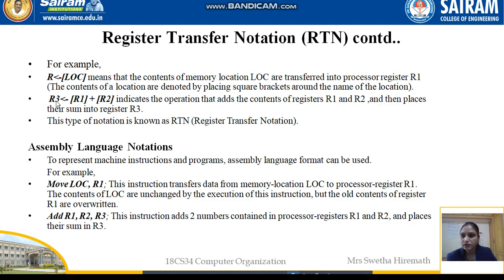The other example we can see here: R3 equals R1 plus R2, which indicates that the contents of the registers R1 and R2 have to be added and stored in R3. So these types of notations are called RTN, or register transfer notations, in which we make use of uppercase letters in order to identify either the memory locations, or the processor registers, or it may be the IO registers.